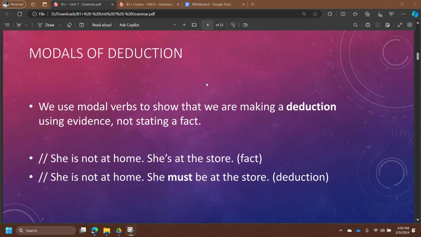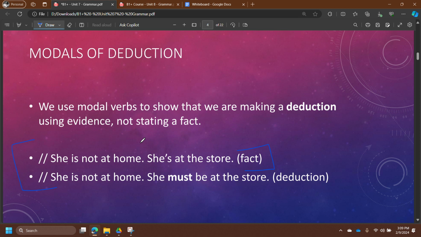So modals of deduction, guys: we use modal verbs to show that we are making a deduction, meaning a guess using evidence, and we're not stating a fact. If you want to check the difference, guys, I suggest you pay attention here. She is not at home. She is at the store. If I say the sentence, I mean it's a fact. I'm not making a guess here. I'm not making a deduction.